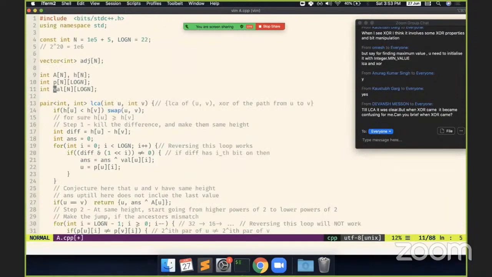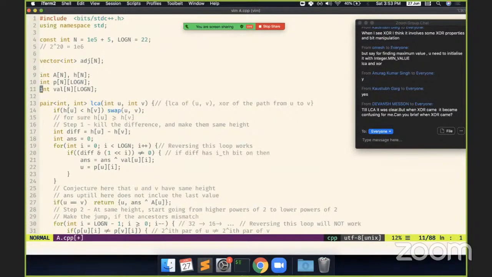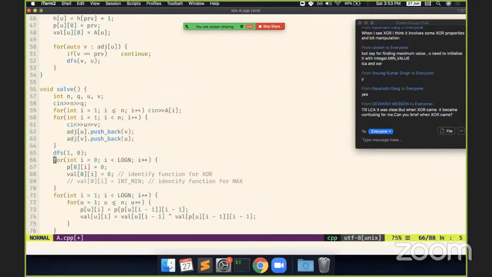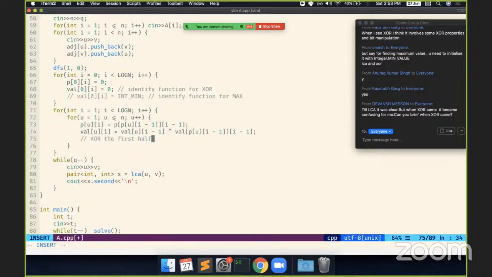So you remember what's the definition of val array, right? Val ui is the XOR of the path from node u to its 2 to the power i minus 1 parent. That's the definition of val i. Now, once you have the definition of val i, you can see this construction, line 74, that I'm just taking the XOR of the first half of the path with the second half of the path. And once you have XORed the two paths, the first path is easy, right?